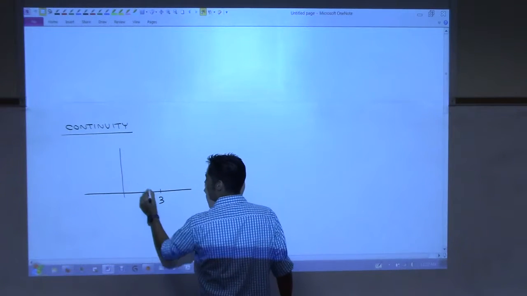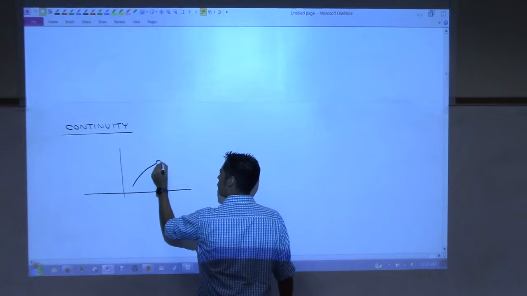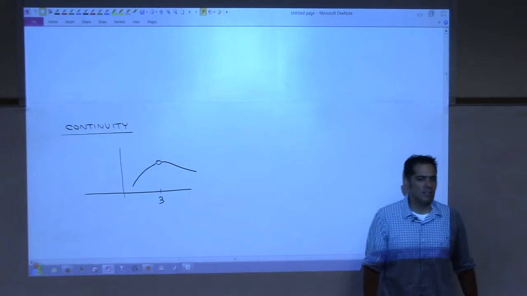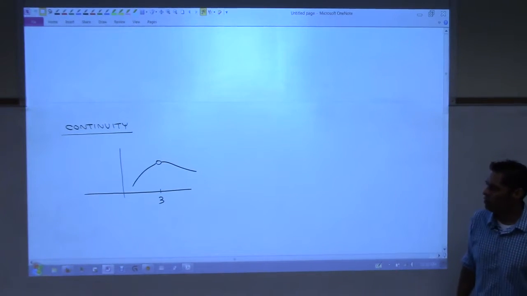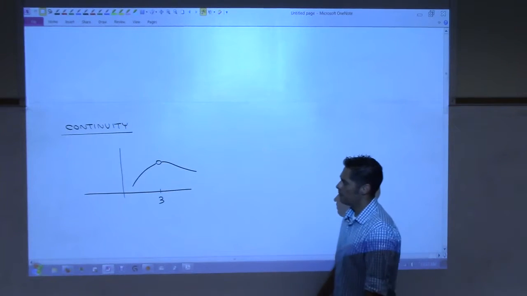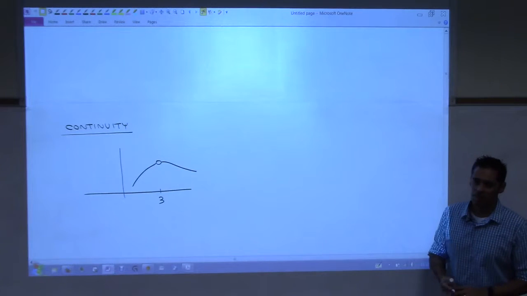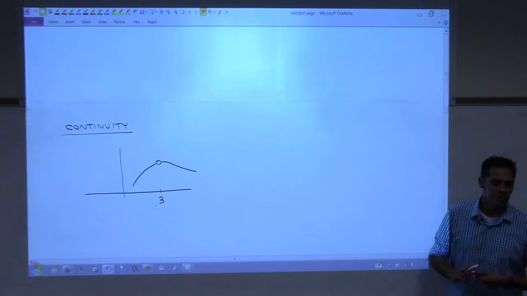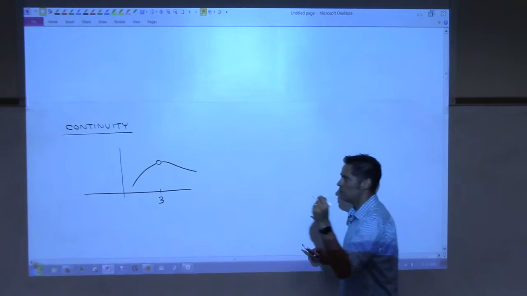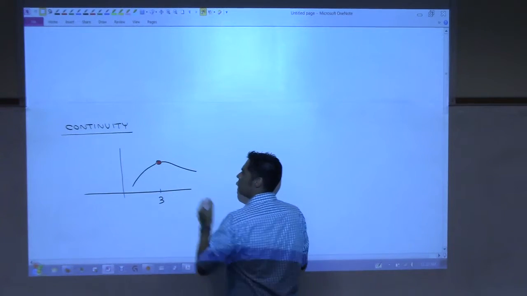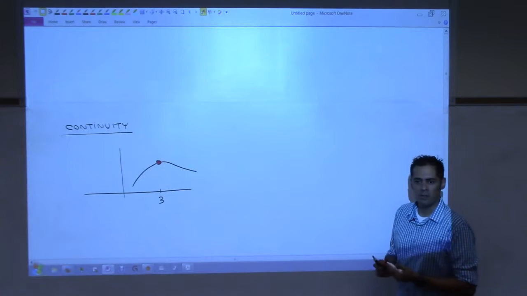Let's say that we have a function that does this. All right. Is that function continuous at 3? No. Why is it not continuous at 3? Because there's a hole. Isn't that a removable discontinuity? This is called a removable discontinuity, because to fix it, all I would have to do is come in here and define this right there, and then it would be continuous, right?